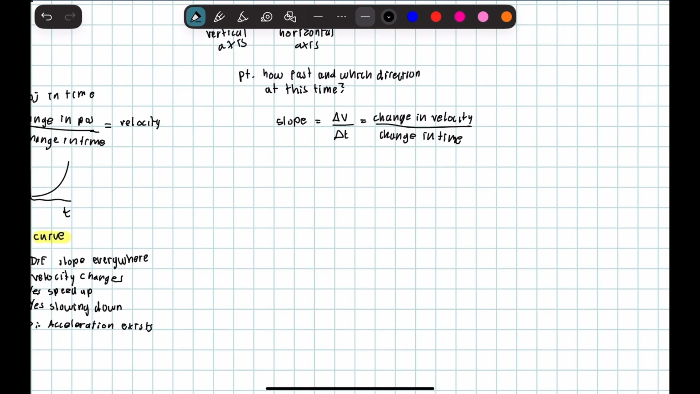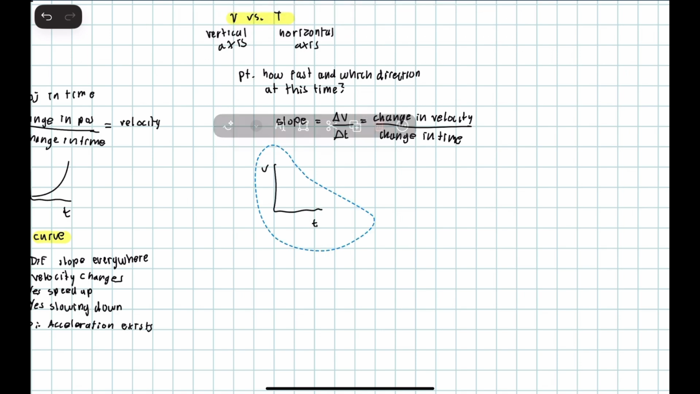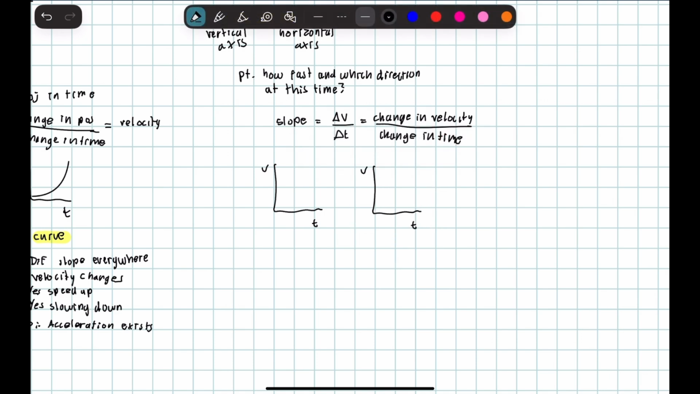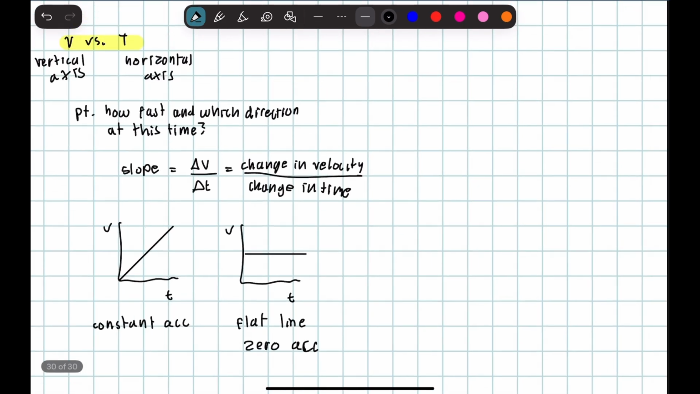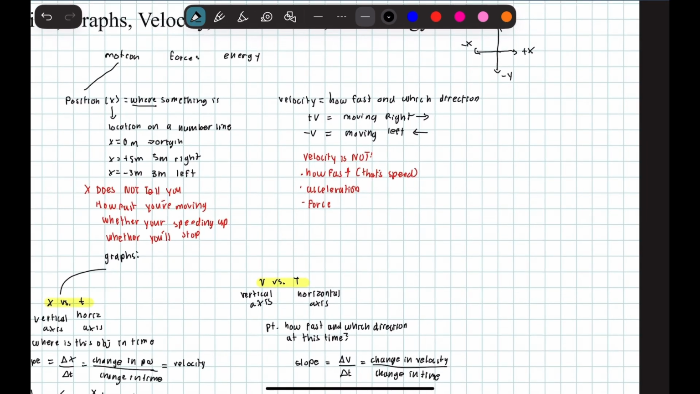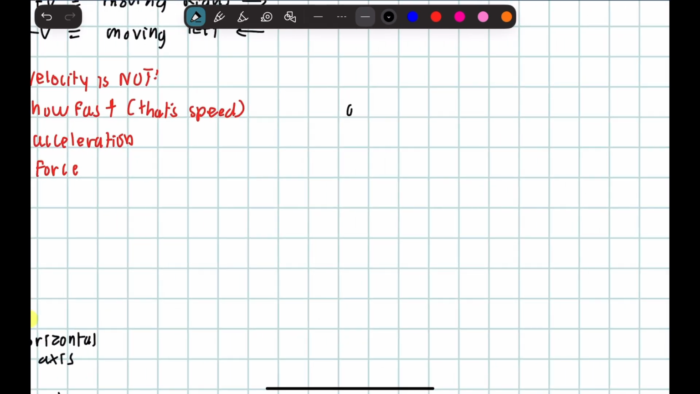Now, we can draw these velocity time graphs, VT. If you have a straight line, that's a constant acceleration. And if you have a flat line, you have zero acceleration. Flat line, zero acceleration. Now, let's move on to what the definition of acceleration is.